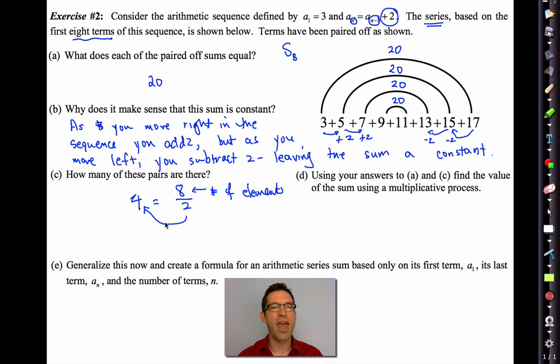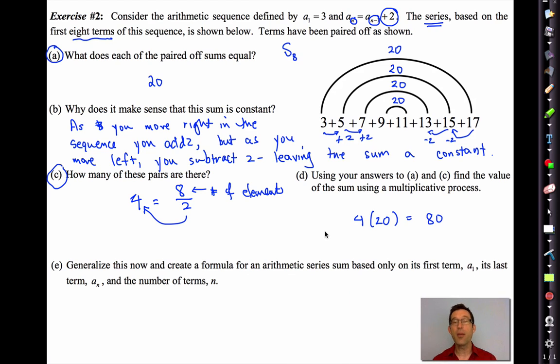Using your answers from A and C, find the value of the sum using a multiplicative process. So what would be the value of that sum? Hopefully you figured out 80, right? There's 4 pairs. They're worth 20 each, so there's a sum of 80. Letter E. Generalize this now and create a formula for an arithmetic series based only on its first term, its last term, and the number of terms.